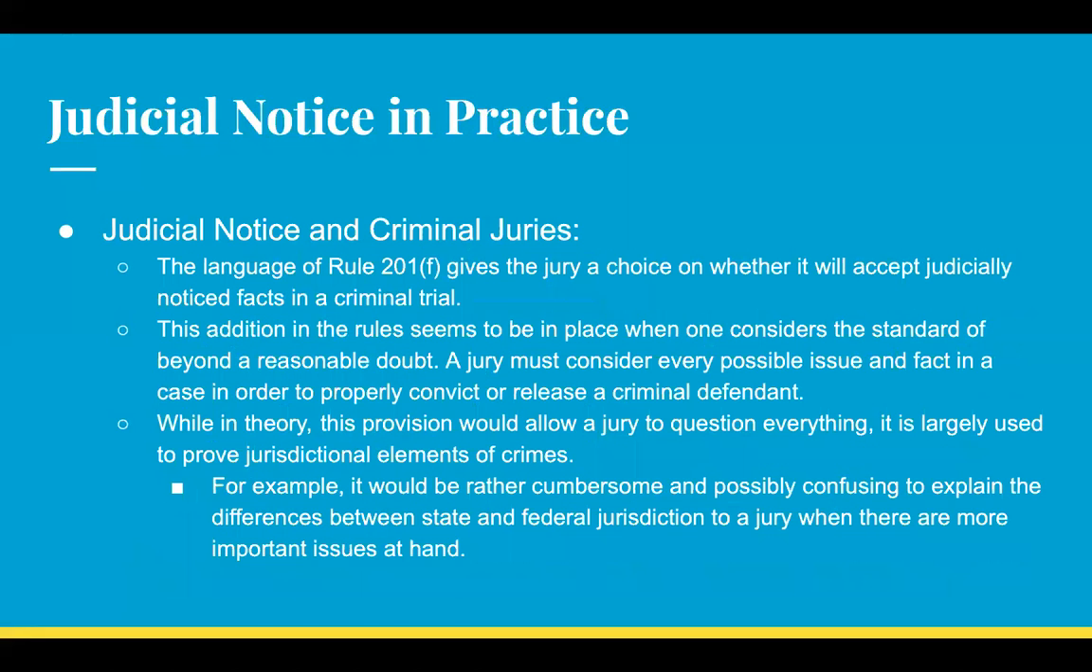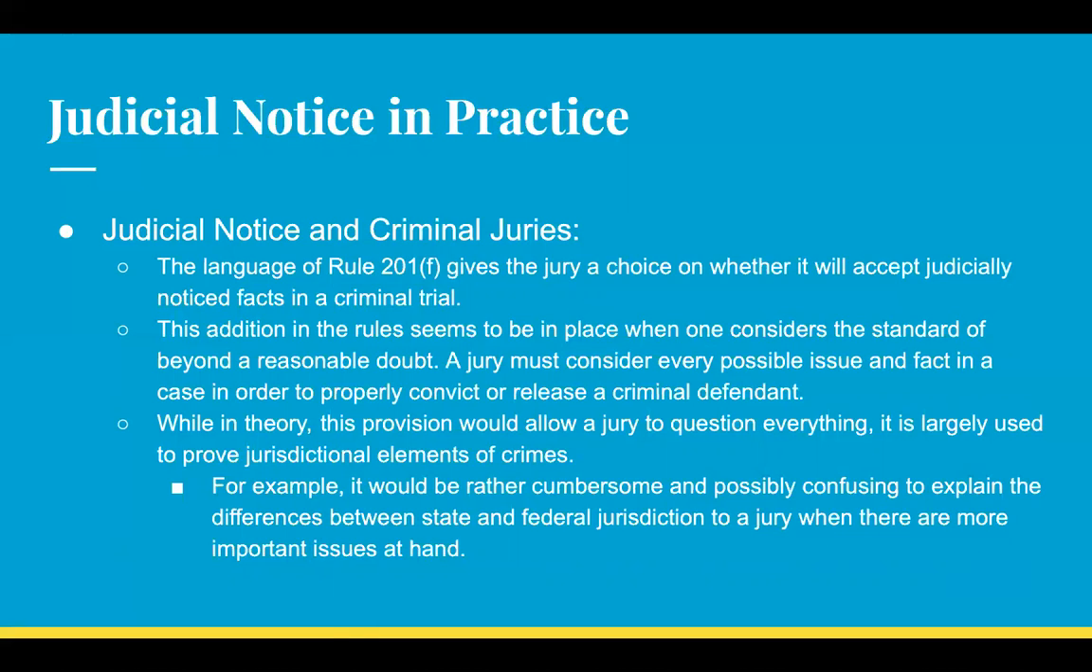Now, in Rule 201(f), the language gives the jury a choice on whether it will accept judicially noticed facts in a criminal trial. This addition in the rules seems to be in place when one considers the standard of beyond a reasonable doubt. A jury must consider every possible issue and fact in a case in order to properly convict or release a criminal defendant.